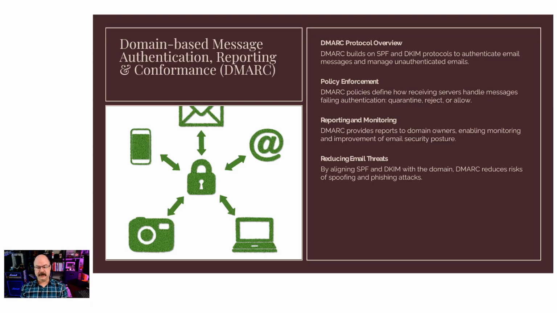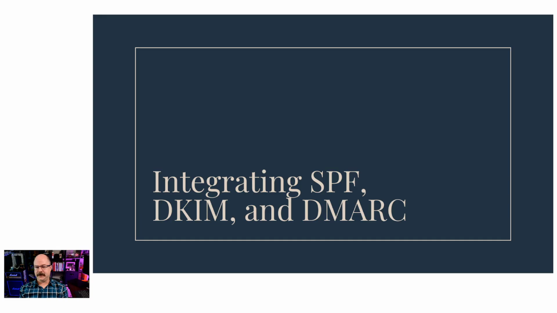Additionally, DMARC enables domain owners to receive reports on authentication results, helping them monitor and improve their email security posture. By aligning your SPF and DKIM with the domain in the From header, DMARC ensures that only properly authenticated messages are delivered. This comprehensive approach significantly reduces the risk of email spoofing and phishing attacks. So let's look at how they work.